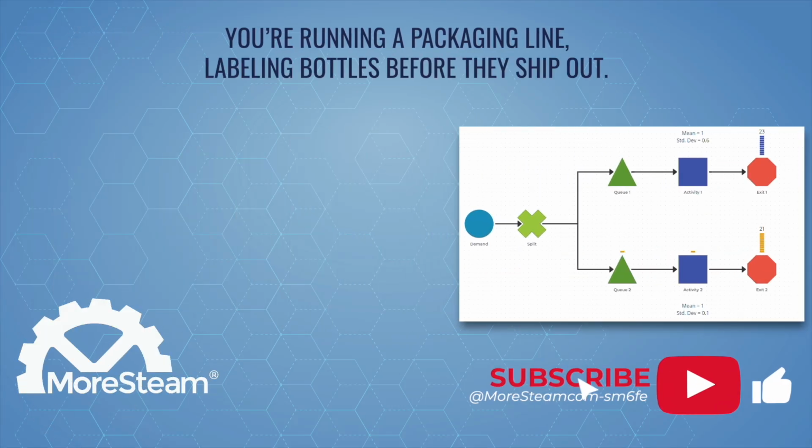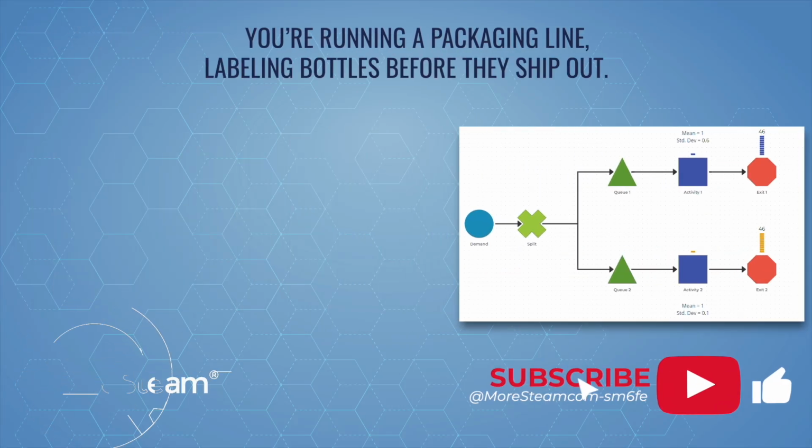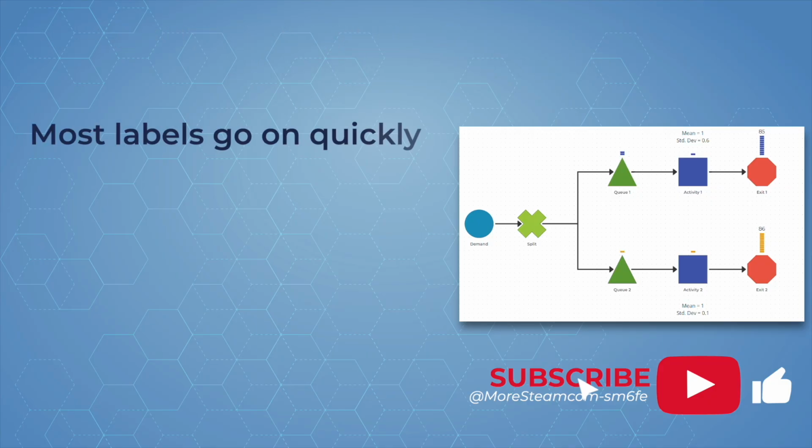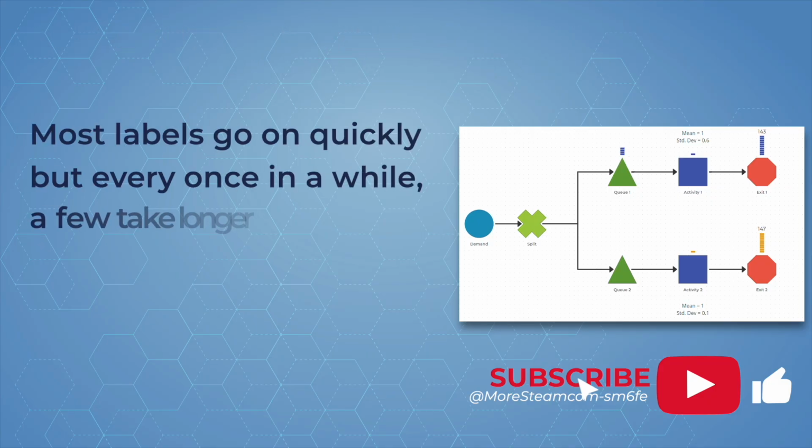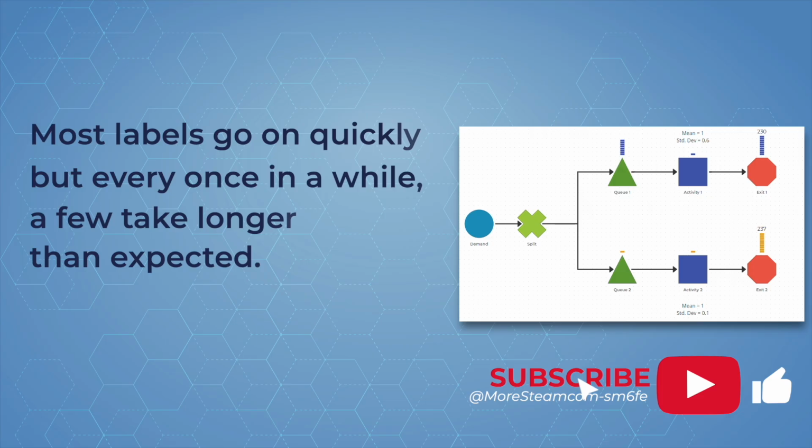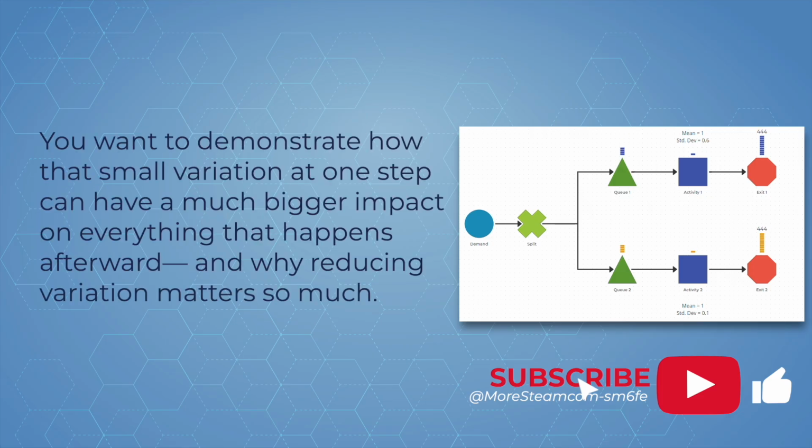You're running a packaging line, labeling bottles before they ship out. Most labels go on quickly, but every once in a while, a few take longer than expected. You want to demonstrate how that small variation at one step can have a much bigger impact on everything that happens afterwards, and why reducing variation matters so much.